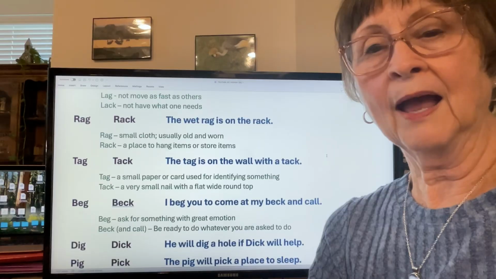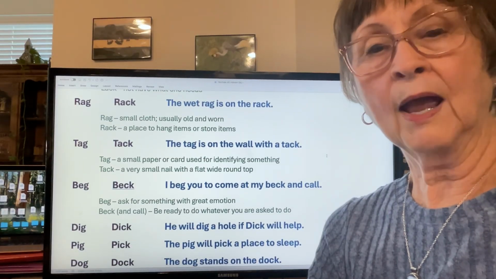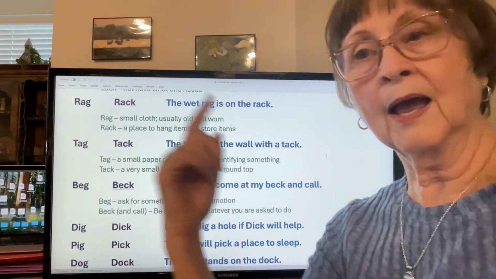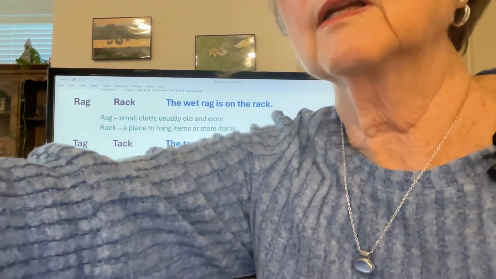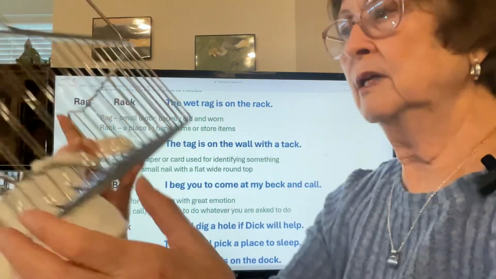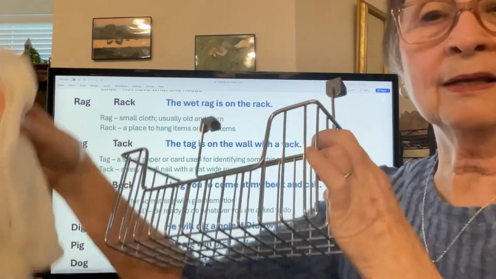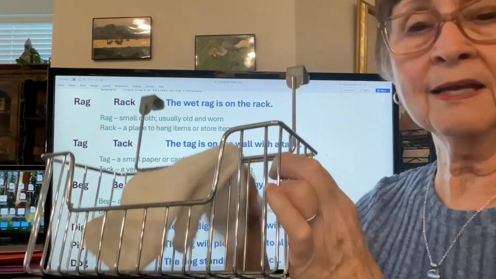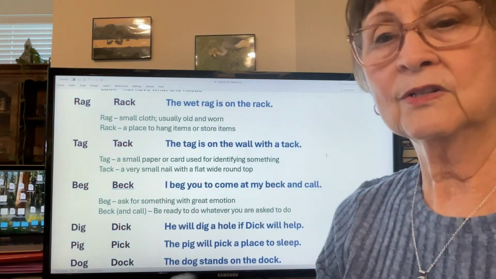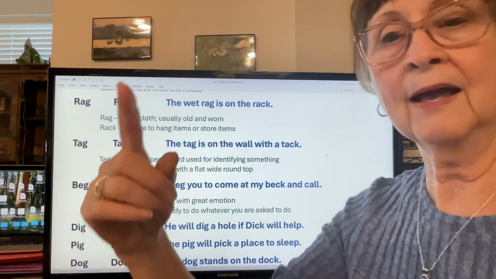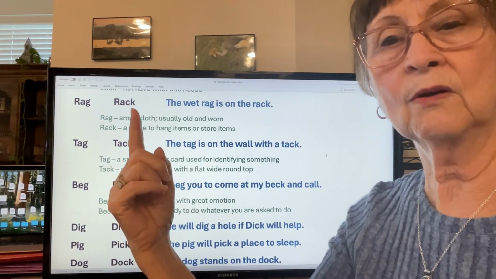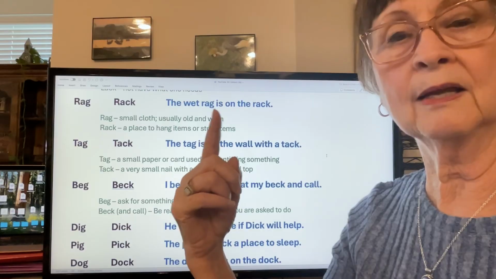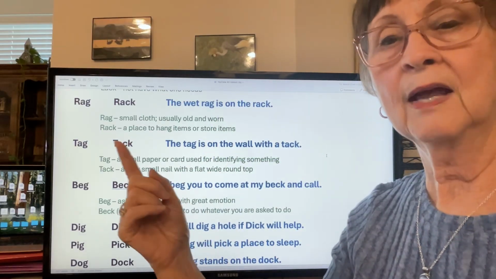Rag and rack. The wet rag is on the rack. I made sort of an illustration for that one too. Here's a kind of a rack, and here's an old rag. Pretend it's wet, and it's hanging there. So the rag is on a rack. The wet rag is on the rack.